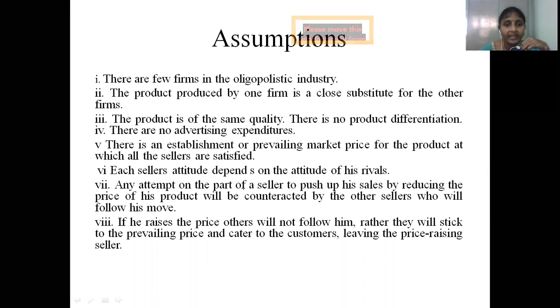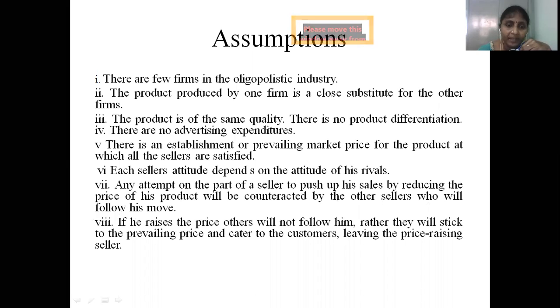Any attempt on the part of a seller to push up his sales by reducing the price of his product will be counteracted by the other sellers. That means if firm X wants to increase his sales, what it is doing is reducing the price of his product. Automatically it will be counteracted by the other sellers also, who will follow the same move.